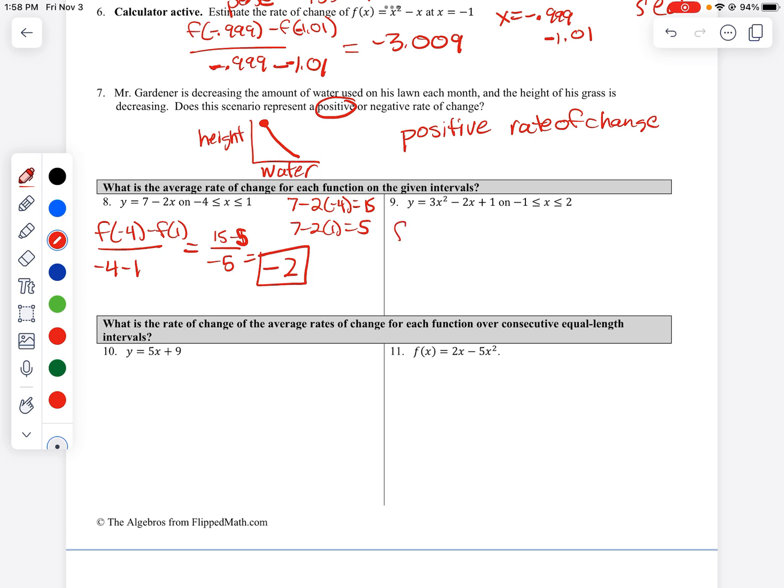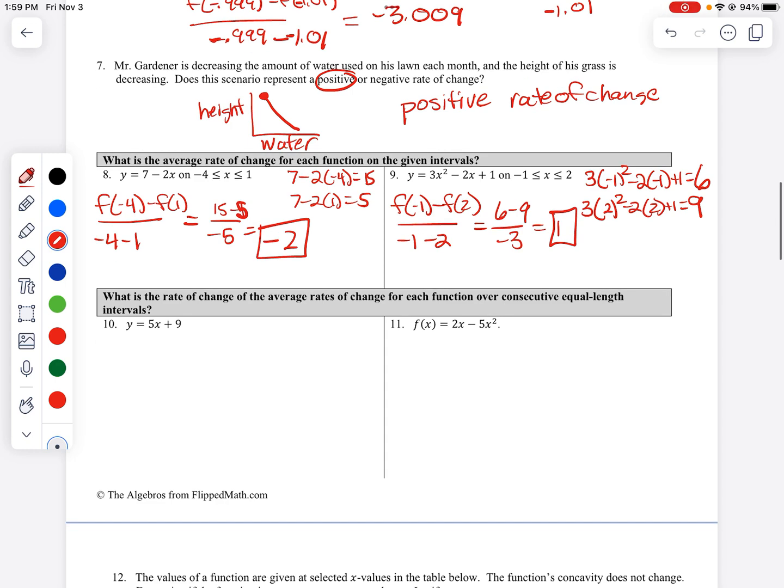So from -1 to 2, f of -1 minus f of 2 all over -1 minus 2. If we plug in -1, 3 times -1 squared, 2 times -1, plus 1. That's 3 plus 2 is 5, plus 1 is 6. And then plug in 2: 3 times 2 squared, 2 times 2, plus 1. So that's 12 minus 4 is 8, plus 1 is 9. So we have 6 minus 9 over -3 gives us an average rate of change of 1.